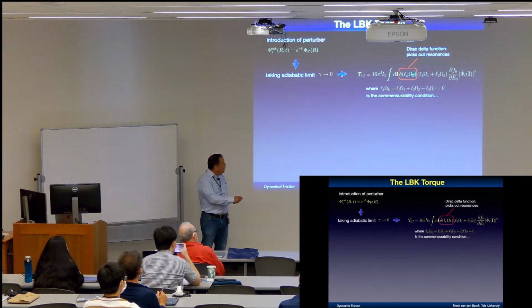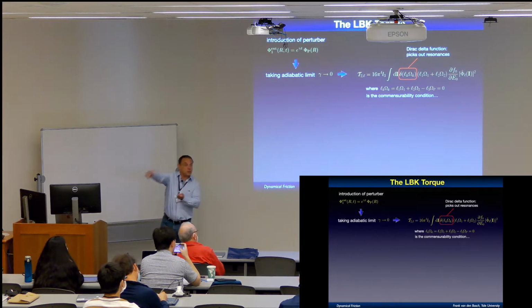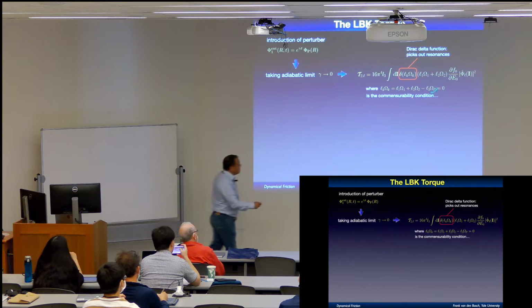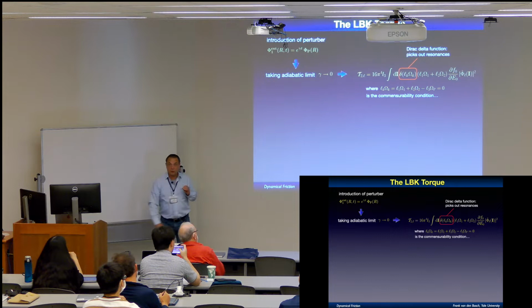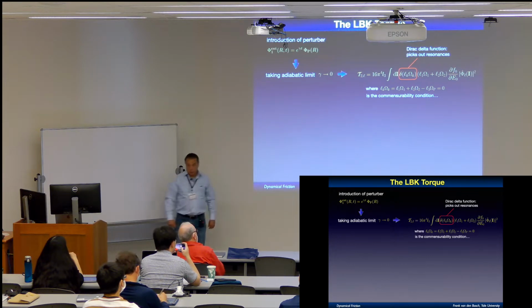And L·Ω is shorthand for L1 Ω1 plus L2 Ω2 minus L3 Ωp. The L's are just integers. Ω1 and Ω2 are the frequencies of the stars in your halo. These are the eigenfrequencies of the stars. Ωp is the frequency of the perturber. So this is a commensurability condition. And basically this says only the orbits for which this is true, in other words, only the resonant orbits, make a net contribution to the torque.